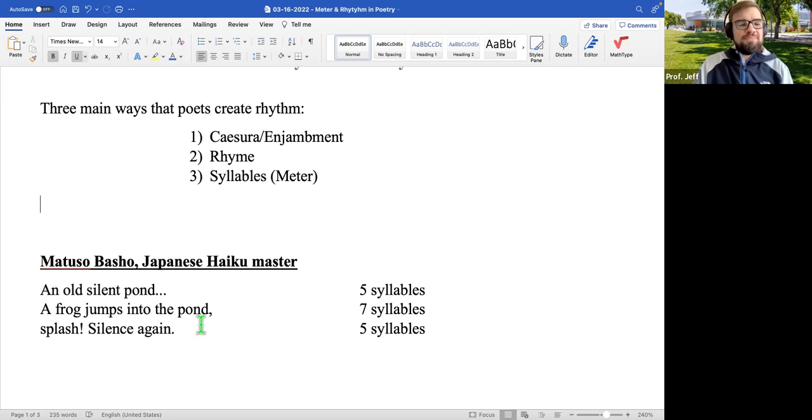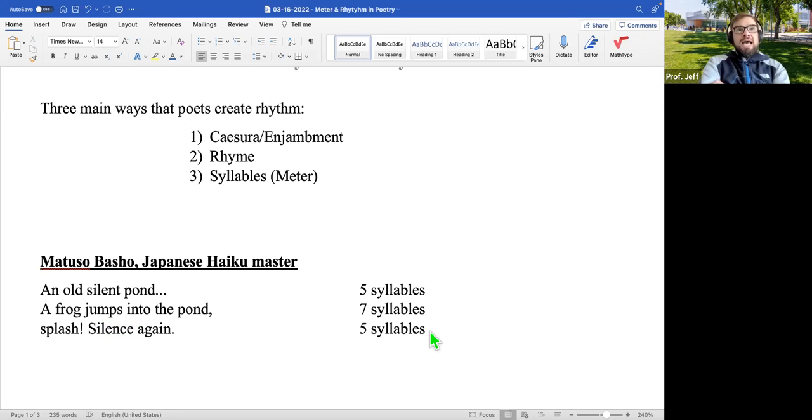It's that simple. But notice if you look at the lines here: An old silent pond, five syllables. A frog jumps into the pond, seven syllables. Splash. Silence again, five syllables.